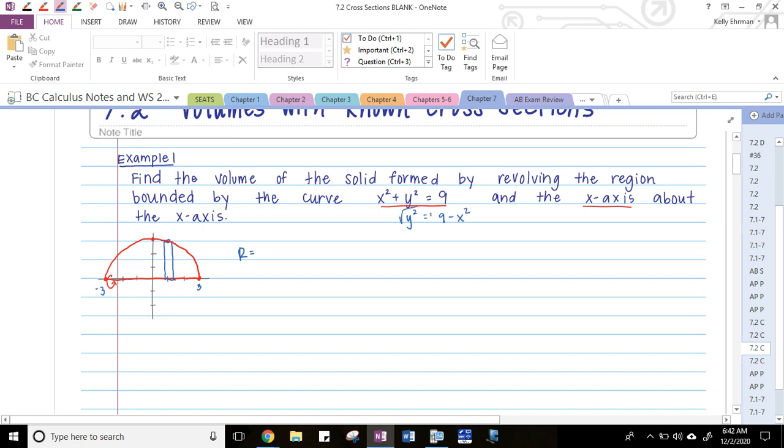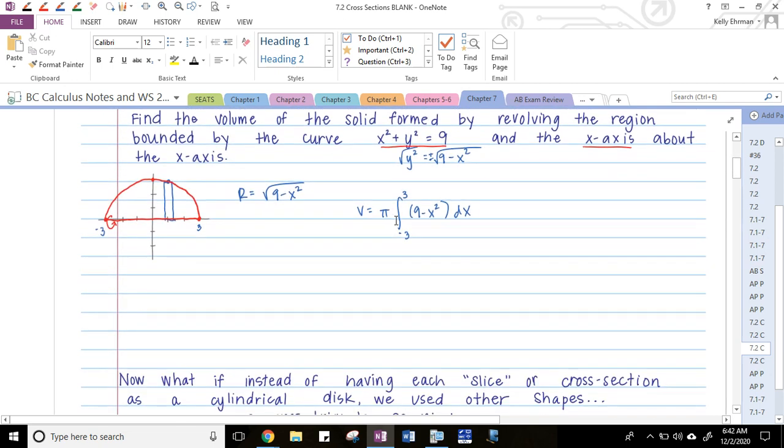If we just square root both sides, now we get plus or minus, but we're talking about the top half of the circle where all of the y values are positive. So R is just the positive square root of 9 minus x squared. And when we do the volume, it's pi times the integral from the x limits, which are negative 3 to 3, of r squared. So I'm just going to write 9 minus x squared dx.